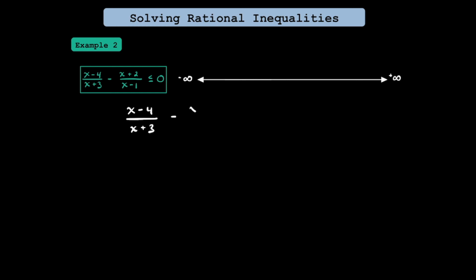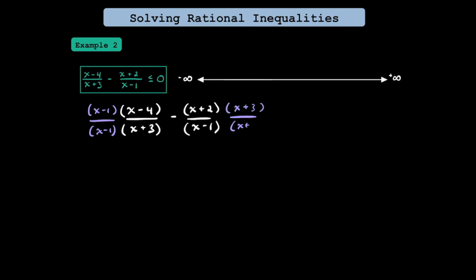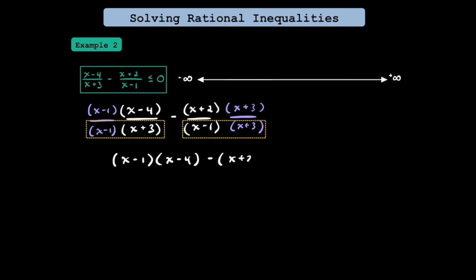Notice how our denominator for the left part is x plus 3, and our denominator for the right part is x minus 1. Since they're different, we're going to have to find the LCM of these denominators. First, I'm going to give each of these binomials a hug to keep them organized. Then I'm going to multiply this left fraction here by x minus 1 over x minus 1. Then I'm going to multiply the fraction to the right by x plus 3 over x plus 3. By doing so, we've created common denominators for these fractions. Rewritten as one fraction, we're going to have x minus 1 times x minus 4 minus x plus 2 times x plus 3. This whole thing is going to be written over x minus 1 times x plus 3.